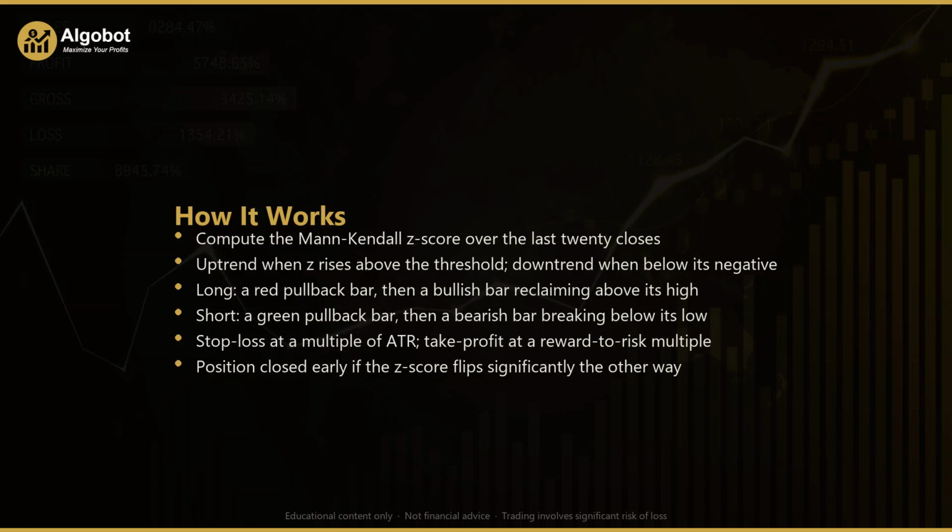Risk management is built in from the start. As soon as a position opens, the stop loss is placed at a multiple of the average true range, the AtrStopMult parameter, defaulting to 1.5 times ATR. The take profit sits at a reward to risk multiple of that same distance, defaulting to 1.8. So the target is meaningfully wider than the risk on each position. Finally, there's an active exit rule. If the Mann-Kendall z-score flips and becomes significant in the opposite direction while a trade is live, the strategy reads that as the trend reversing and closes the position early, rather than waiting for the stop to be reached. And it never stacks a new entry on top of an existing one.